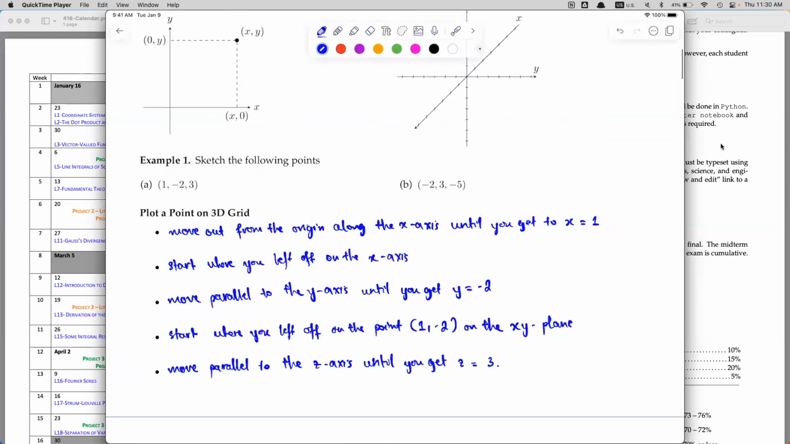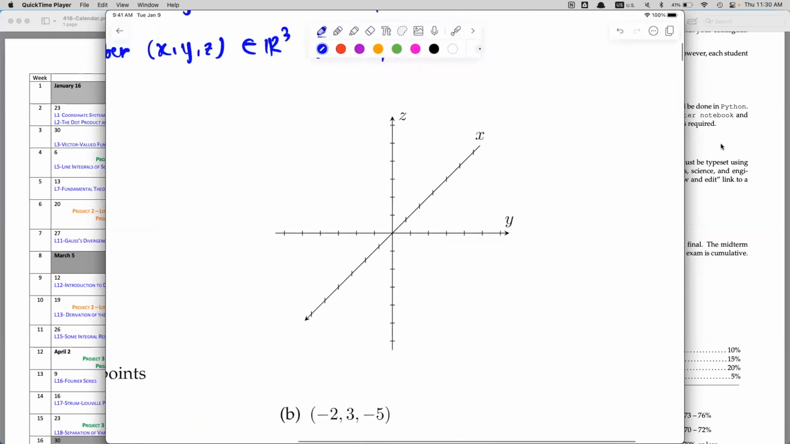Okay, so now let me go back to my coordinate system right here. So this is three-dimensional space: x-axis, y-axis, and z-axis. The x-axis is positive in this direction, the y-axis is positive in this direction, and the z-axis is pointing upward. That's the positive direction. All right, so I'm going to follow the instructions that we just wrote down to graph the point 1, negative 2, positive 3. So from the origin, I'm going to move out in the x direction until I get x equal to 1. So this is x equal to 1, right there.